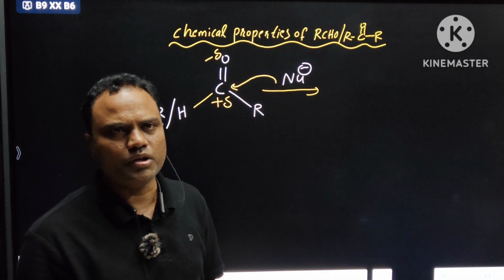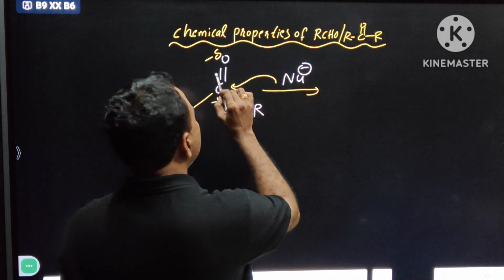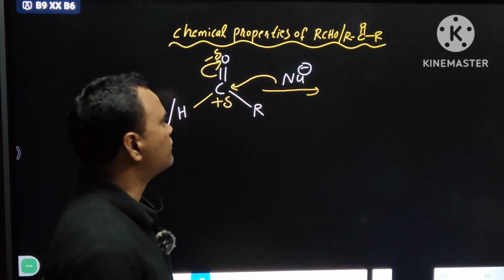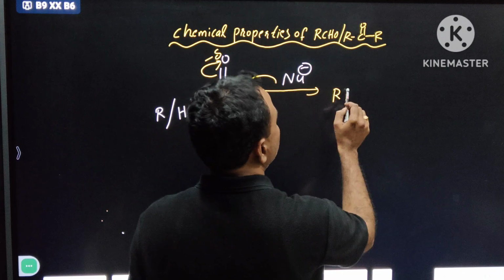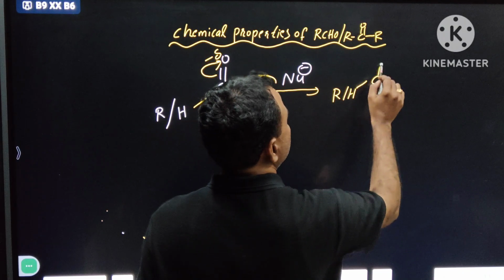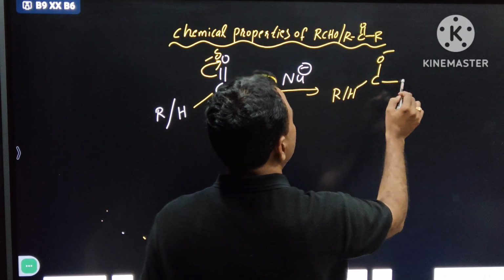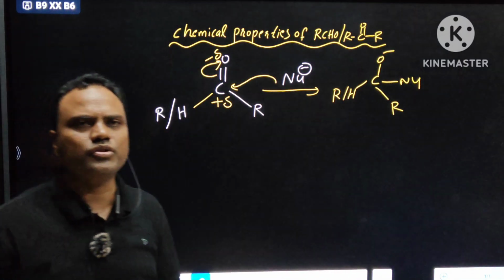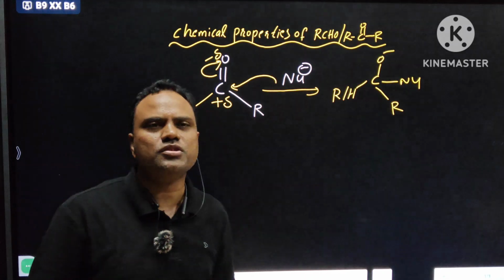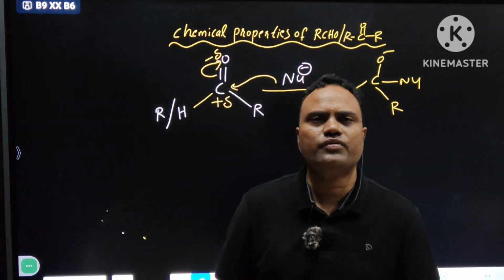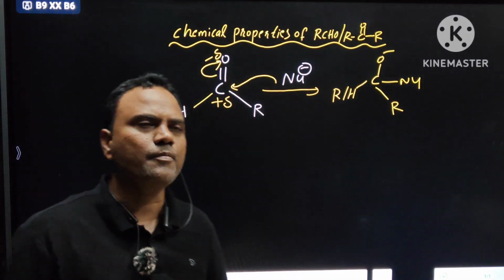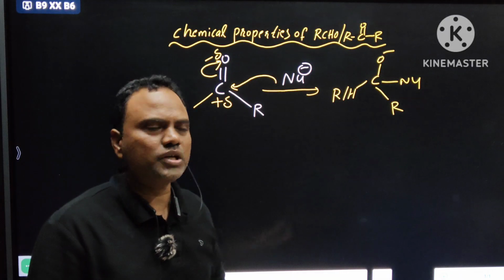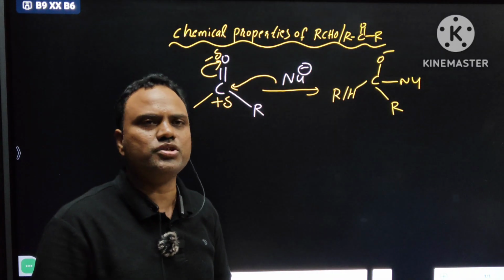carbonyl carbon, right? At that time this bond shifts onto the oxygen atom. Here you are adding a nucleophile. This is a nucleophilic addition reaction. So the characteristic property of aldehyde or ketone is nucleophilic addition reaction, because in aldehyde and ketone the carbonyl group is present, and carbonyl carbon is having positive charge, that will be attracted by the negatively charged nucleophile.